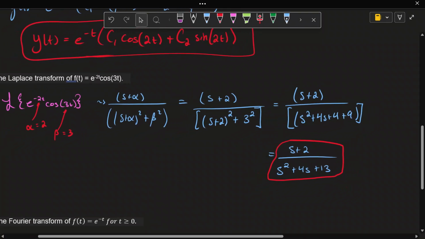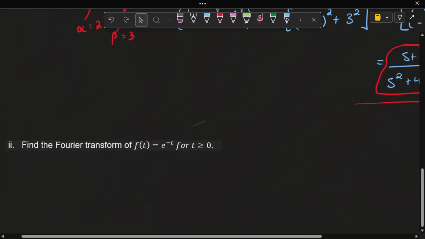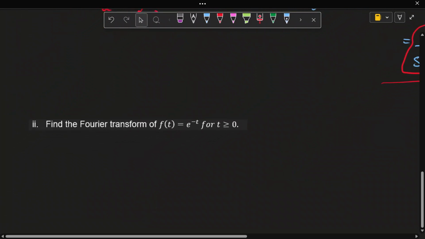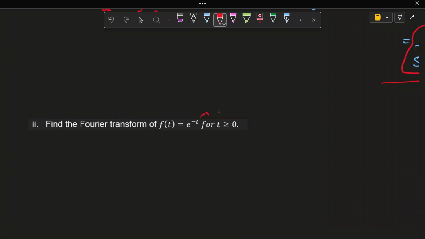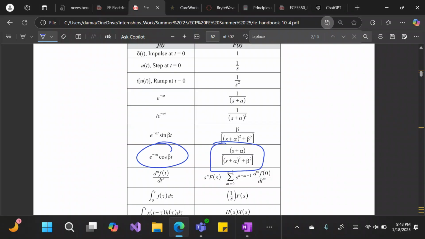Anyways, this is the solution I got. This is the Laplace transform of this function. All right, and this last one, we have to find the Fourier transform of f of t, or e to the negative t for t is greater than 0. Another way we can say this is e to the negative absolute value of t, because t is greater than or equal to 0, right? You can't have anything less than t. Okay, so the same thing you're going to do here.